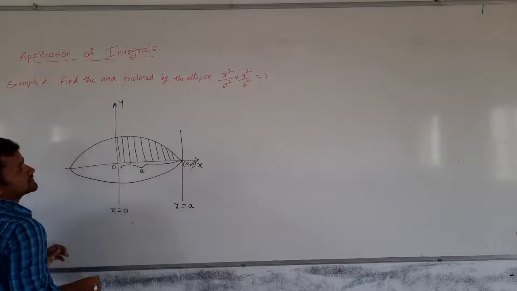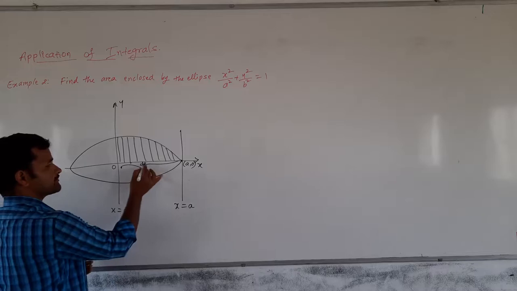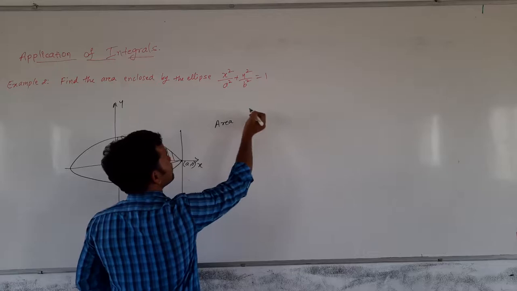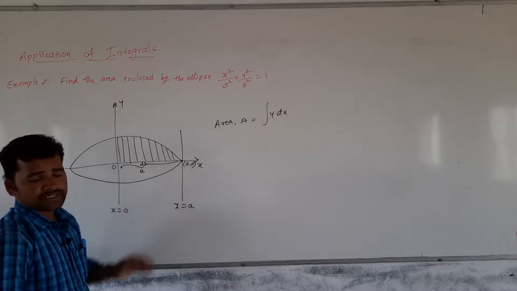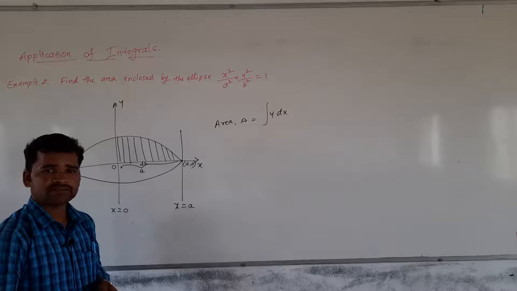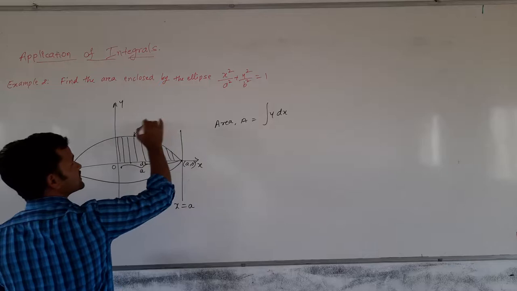circle, I am considering vertical strips here also, so dx will come. So the area under the ellipse, A is equal to y into dx. Vertical strips if you consider, dx will come, y into dx. Horizontal strips we consider, that is x into dy, simple. Under which curve? Under this ellipse, that is y is equal to, I have to write.